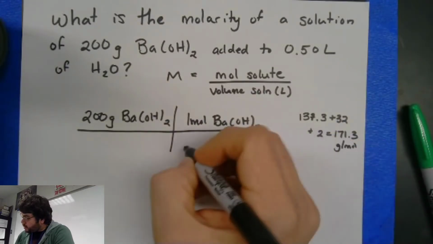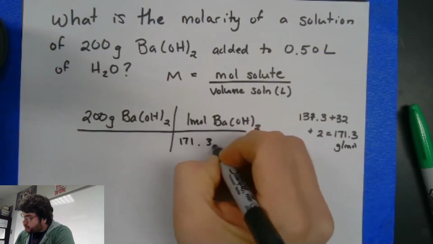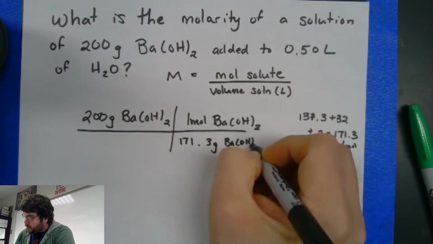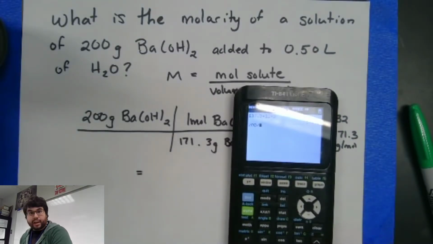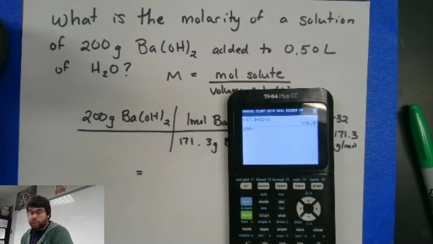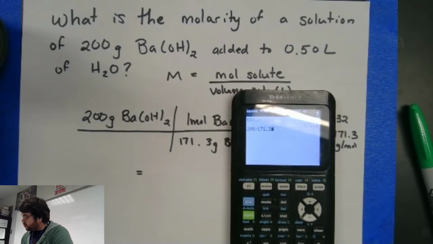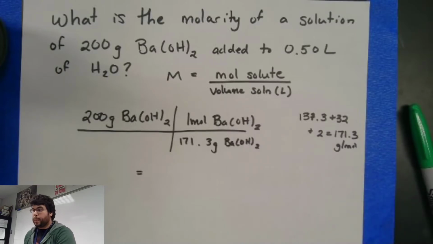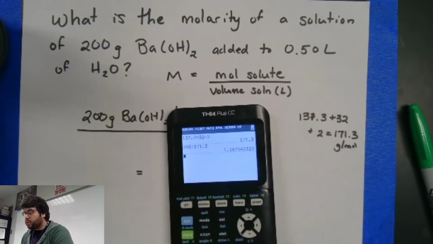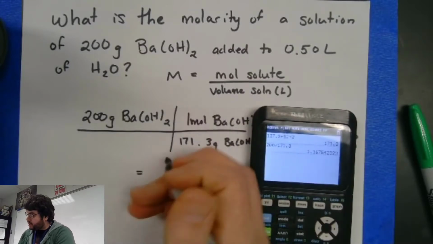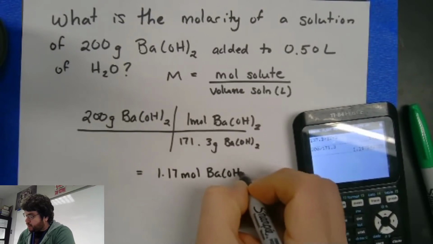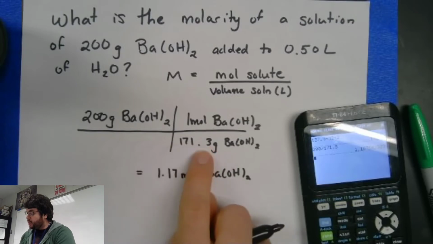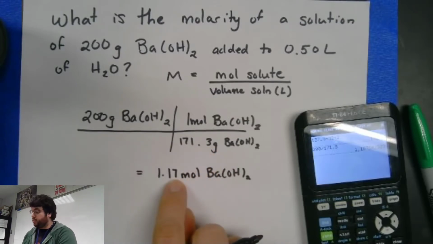Okay, so I'm going to go ahead and divide 200 by 171.3. Okay, let's do that math. 200 divided by 171.3. So I get 1.17 moles, I should say it that way. 1.17 moles of barium hydroxide. So 200 grams divided by the molar mass gives me 1.17 moles of barium hydroxide.